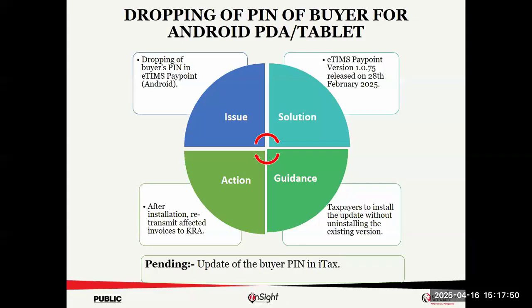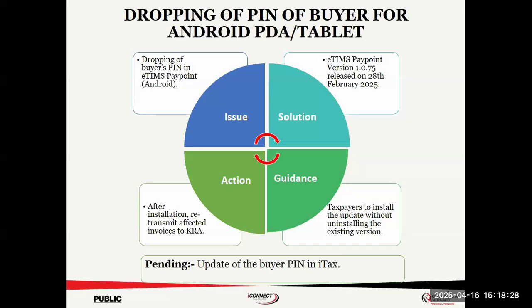So what did this mean? Any taxpayer who was using an Android PDA was supposed to install the APK file on their solution without uninstalling the existing version. What were the next steps? You were to retransmit all the affected invoices again to Kenya Revenue Authority, which would update one part of where we store our invoices. The only thing that is pending in this solution, because it was a two-part solution, is updating the same on iTax, which we have not done.